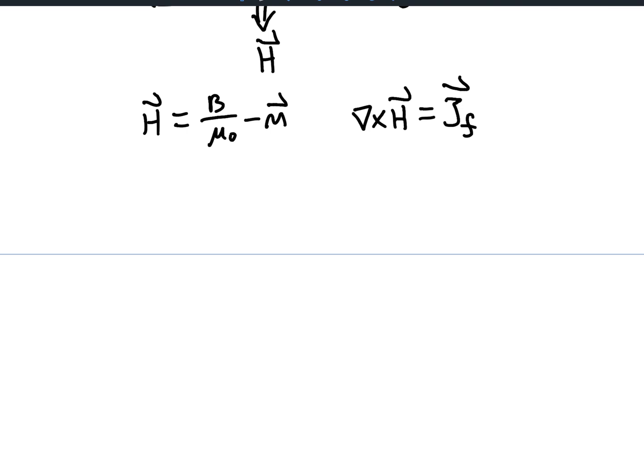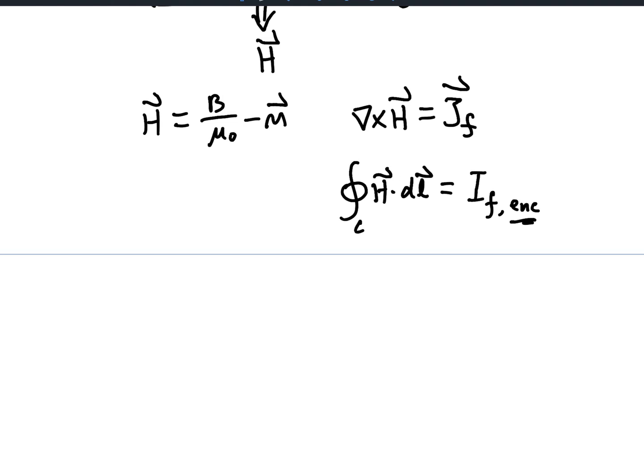Of course, we can also write it down in integral format, the closed loop integral of H dot dl, which is really the total free current enclosed in the Amperian loop. We create a loop and try to figure out how much total free current passes through that loop.